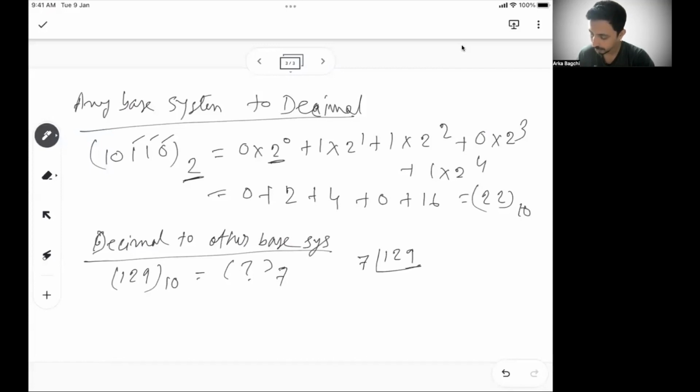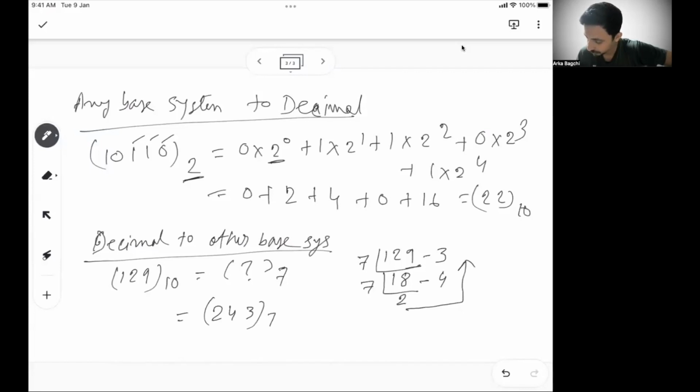So 129 divided by 7, 7 1 is 7, 7 8 is 56, so I get 18 as my quotient and remainder 3, that I wrote here, 3. Then again I will divide by 7. So I'll get 2, 7 2 is 14, and 4 as my remainder. I'll keep it aside. Now I can't go further because 2 is my quotient and it is less than 7, so I cannot divide it further by 7. So I'll stop here. My number in base system 7 will start from 2 and go up: 243. So my number in base system 7 is 243.